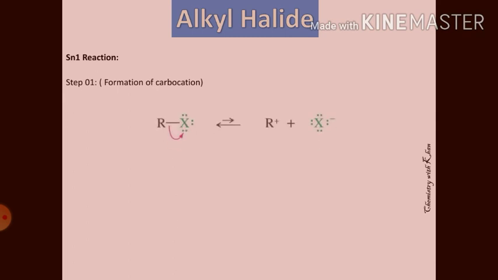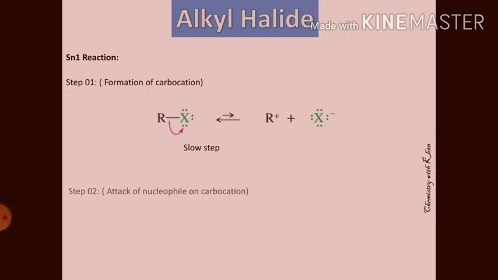Now the SN1 reaction. SN1 is a unimolecular reaction. S is for substitution, N for nucleophilic, and 1 is for a single molecule. Its first step is always the formation of a carbocation. Look at this. This is a very slow step. It is providing a positively charged alkyl cation. It's alkyl plus the halide is removed.